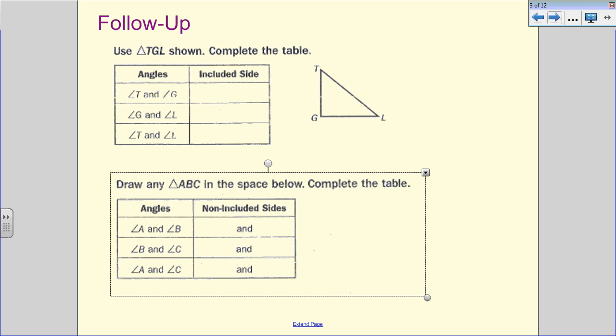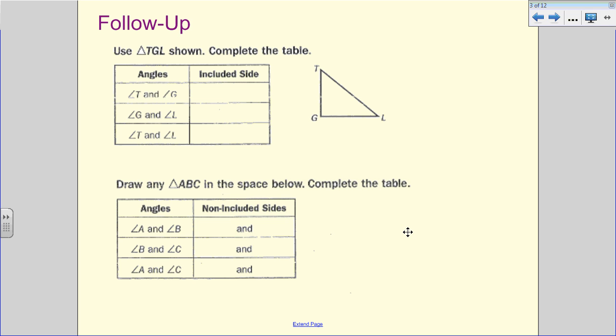All right, so now what we want to do is our follow-up. We'll start this, and then I'm going to have you guys finish this, and we'll check it in class. The first thing we want to do is take a look at two angles, and then what is their included side. Because in order to use angle, side, angle, we have to make sure that you recognize what it means to have the side in between the two angles. So they want us to take a look at angle T and angle G. Well, angle T and G, what's the included side? Well, imagine that it's TG. Look at that. Angle T, angle G is TG. First one could be a coincidence.